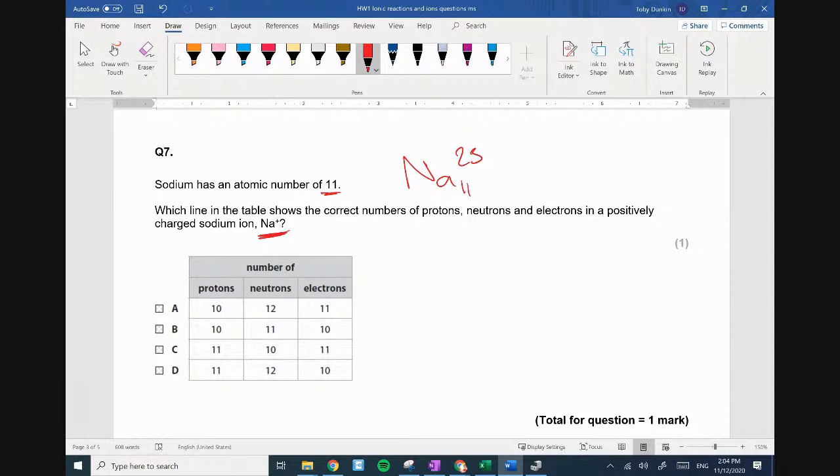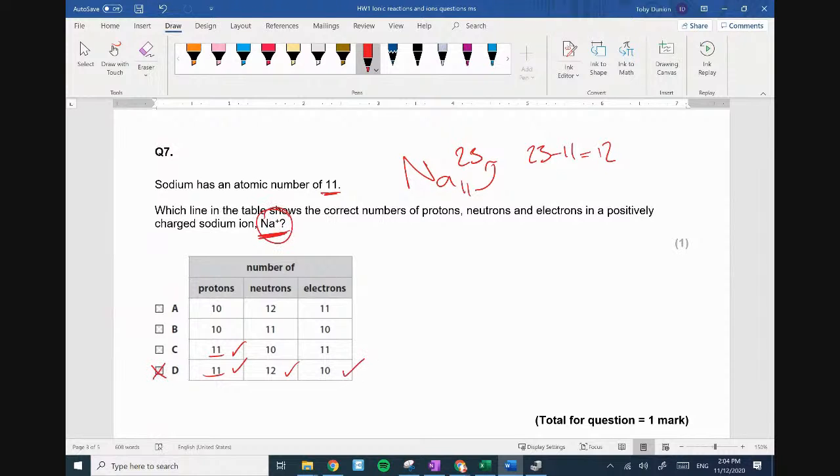So it's got 11 protons, so it's either C or D. Those two are correct. Number of neutrons is 23 minus 11, which is 12. So it's now D, and that makes sense because it's positive, so it's going to have 1 less electron. So the answer was D.